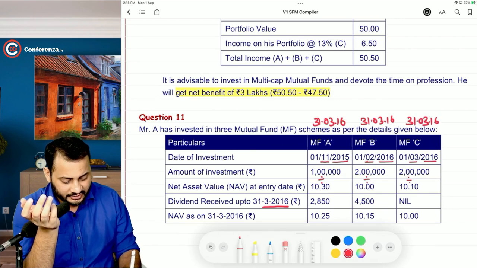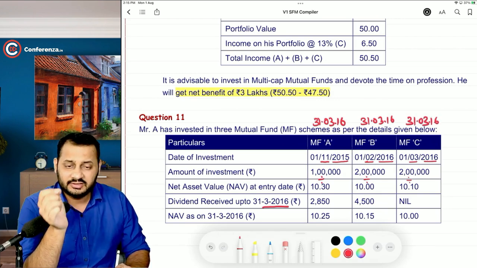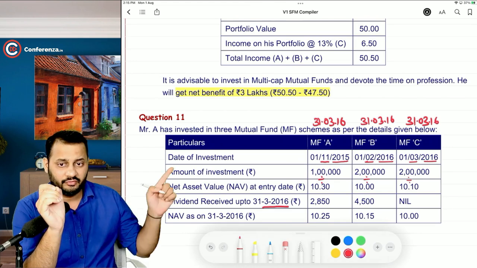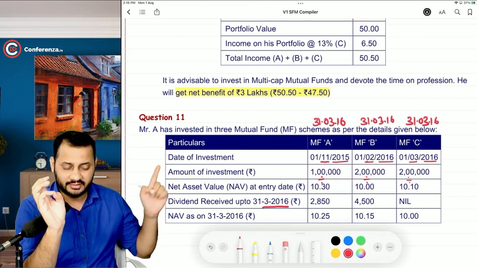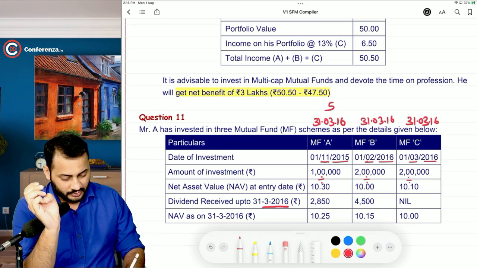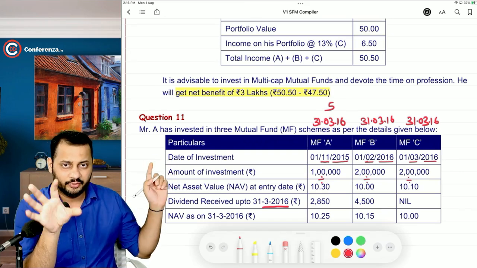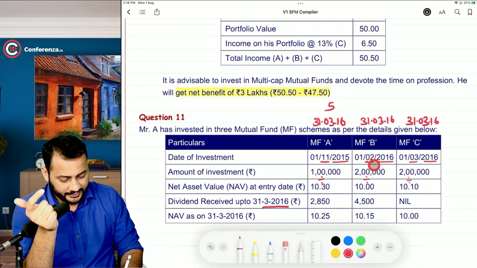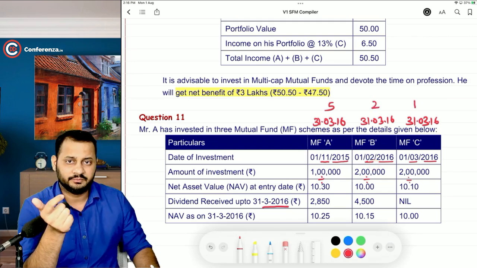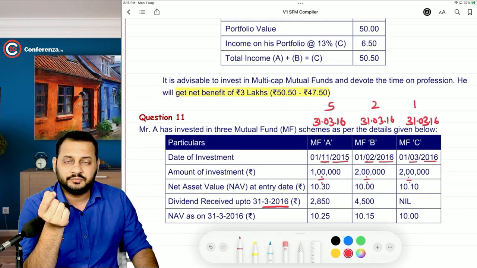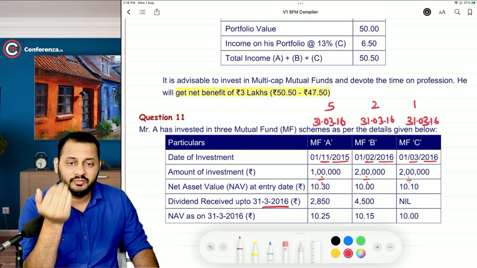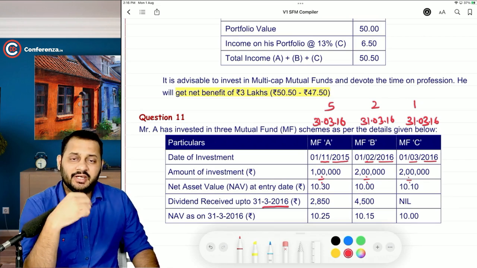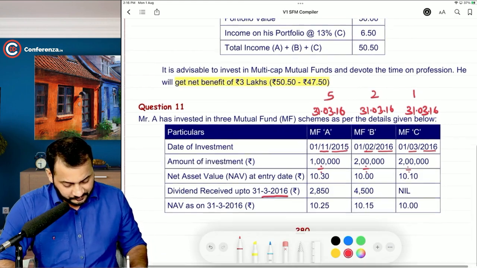31st March 16. At the very first instance, you can calculate the number of months or days. From November, December, that is 3 months, 5 months are here. And from February entirely for mutual fund B, we will cover February and March, that's 2 months, and this is only 1 month. But it is more preferable to solve this type of question taking the number of days if nothing is mentioned in the question. So if we calculate the number of days, it will be like this.